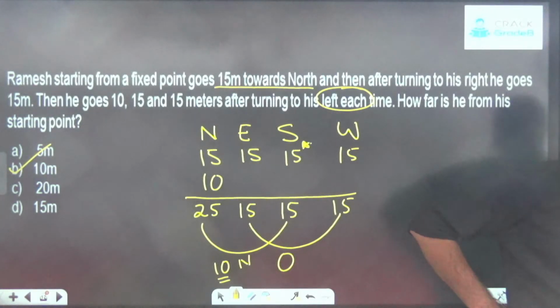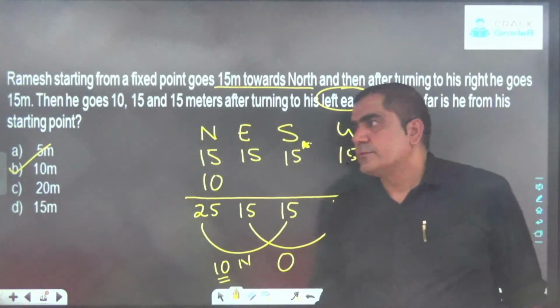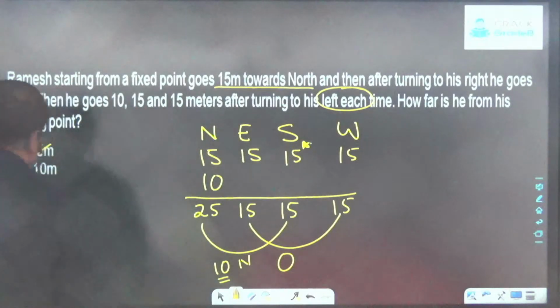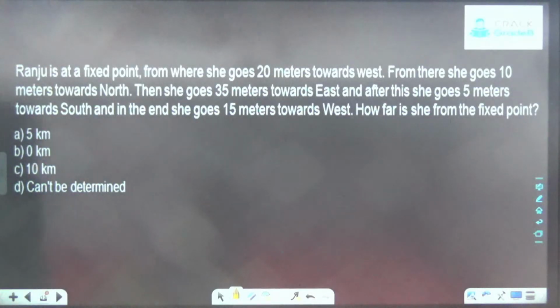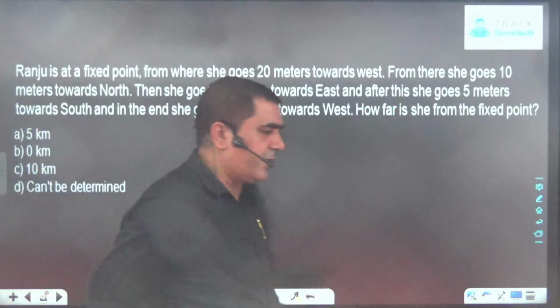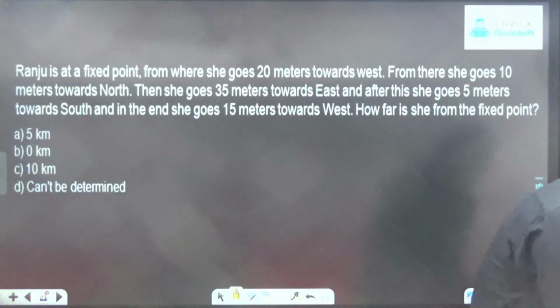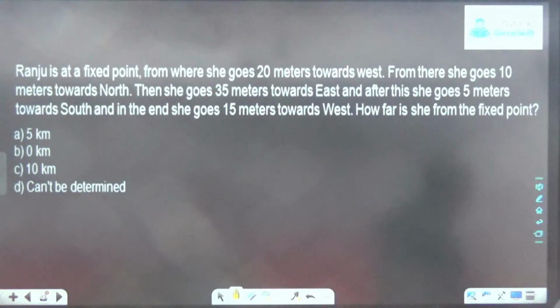Understood? Have you understood the concept, dear? Anyone, any problem? Let's go for this one. Now this one you have to give me the answer. Very easy question I have given you. Ranju is at a fixed point and then he walks 20 meter towards west and so on.